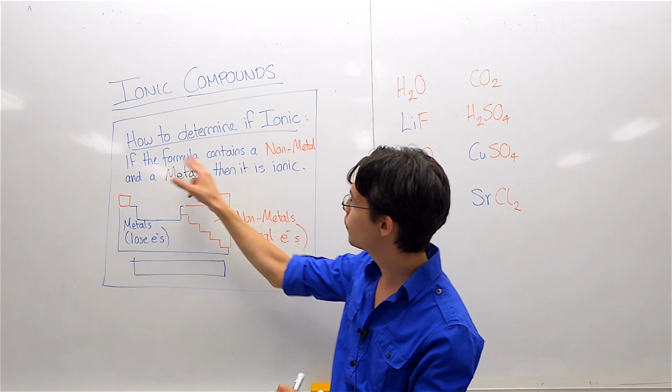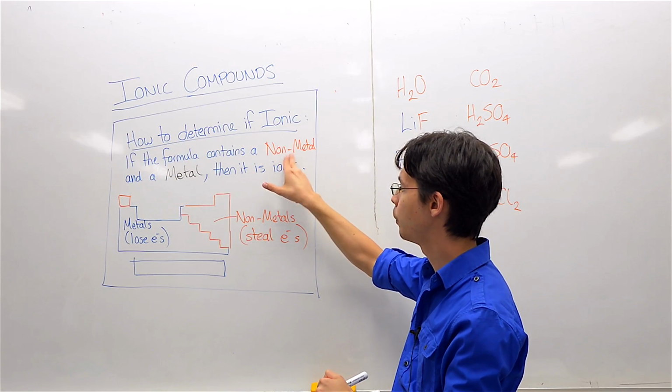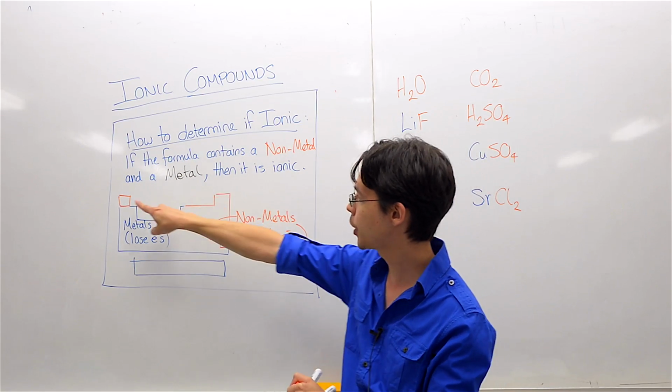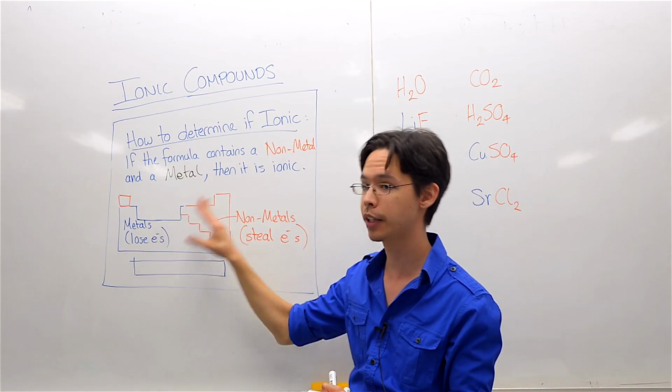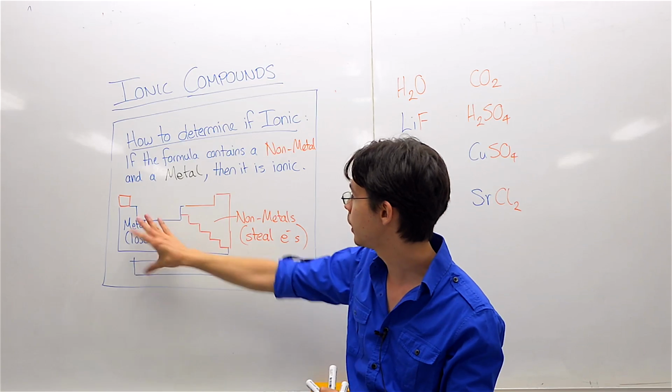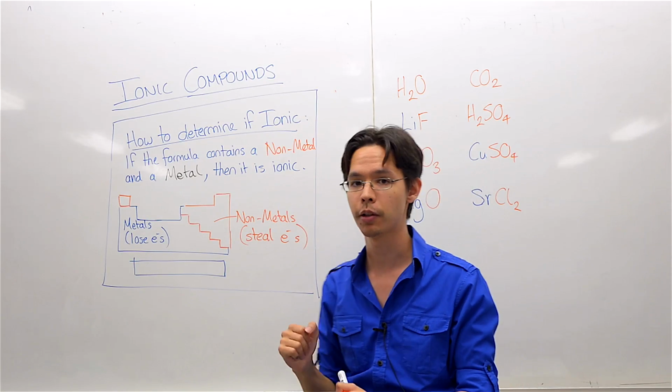It says if the formula contains a nonmetal, which is found on this side of the periodic table, hydrogen counts as well, and it's also combined with a metal, which is usually found everywhere else, usually over here, then it will be an ionic compound.